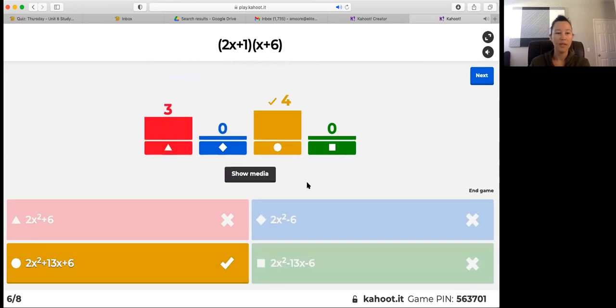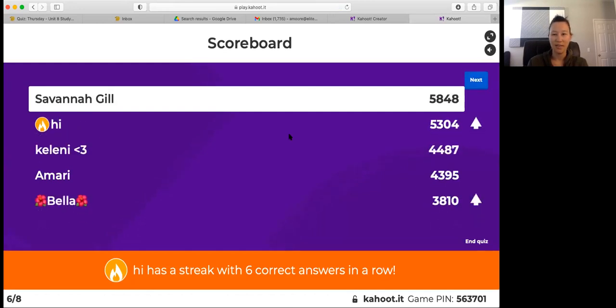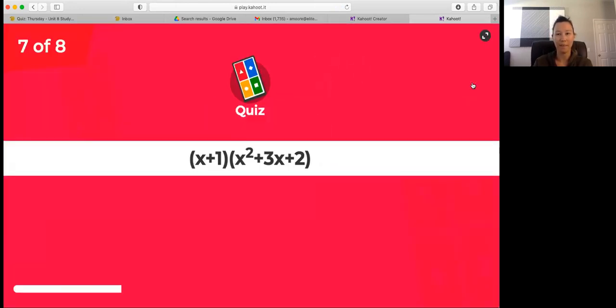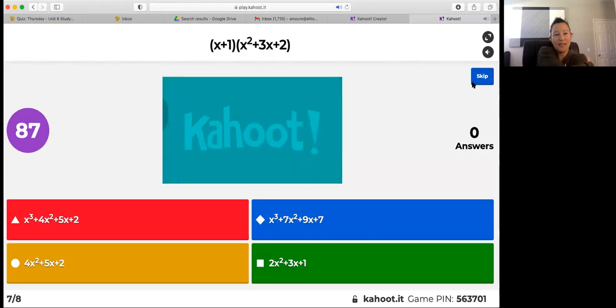Ooh, okay, 2x squared plus 13x plus 6. Very good. Savannah Gill still in the lead. And then the other Savannah and Kalani, very good. Amari and Bella. All right, now we're doing a 2x3. This is what we did today.